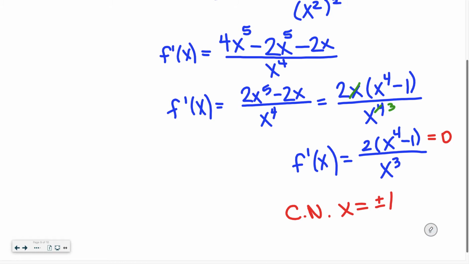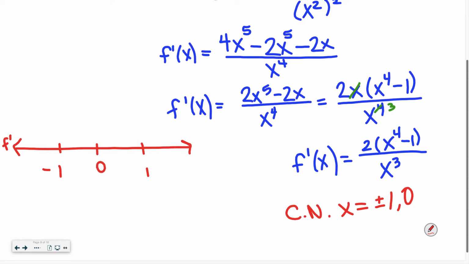Okay? We also need to know where our derivative is undefined. If we set our denominator equal to 0, where is our derivative undefined? At 0. So on our number line for our derivative, we have 0, 1, and negative 1. And remember, don't get too hung up on what the actual value is. We're plugging numbers in to see if we have positive or negative intervals. All right? So this one's not so bad.